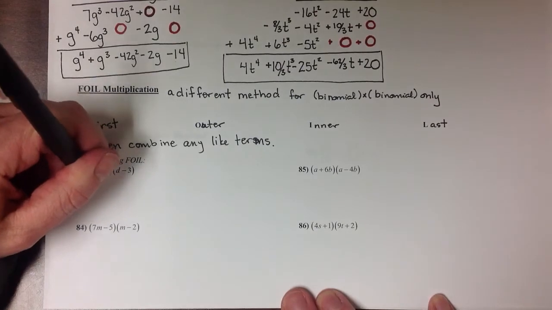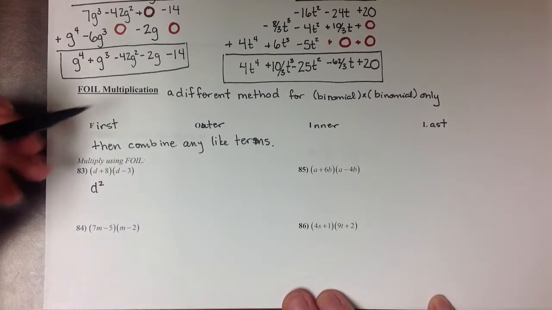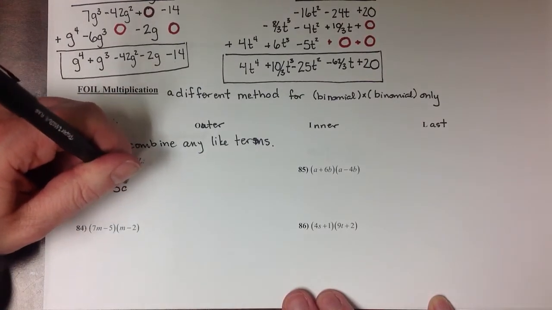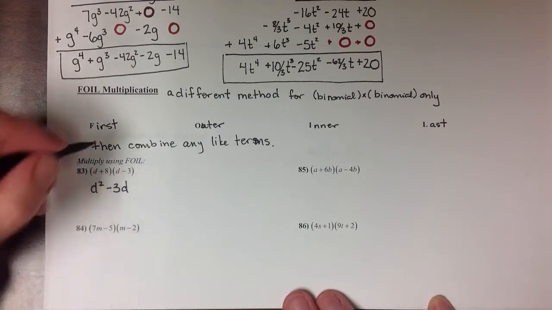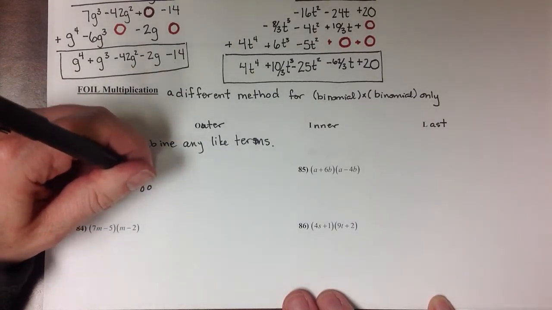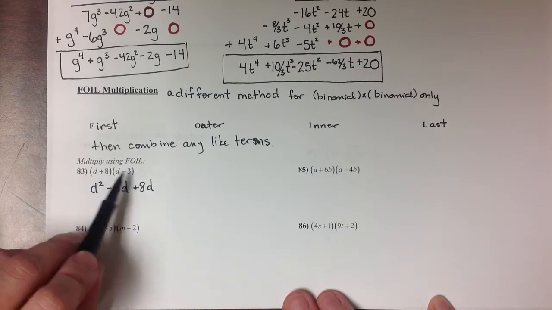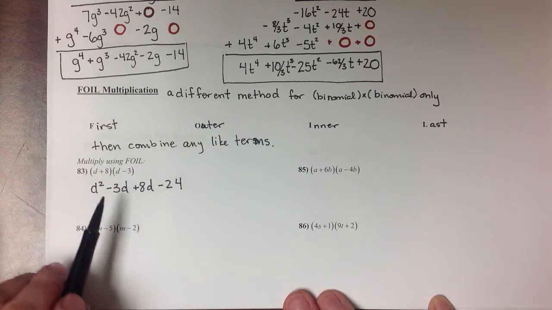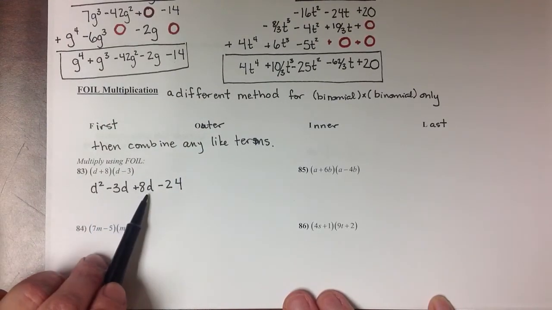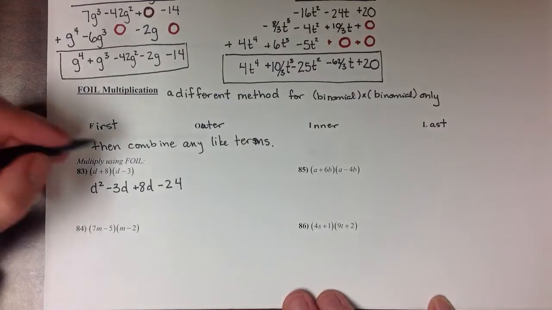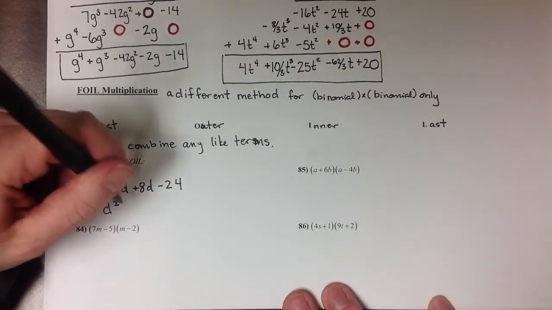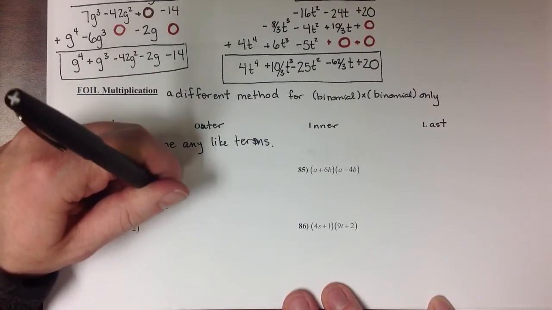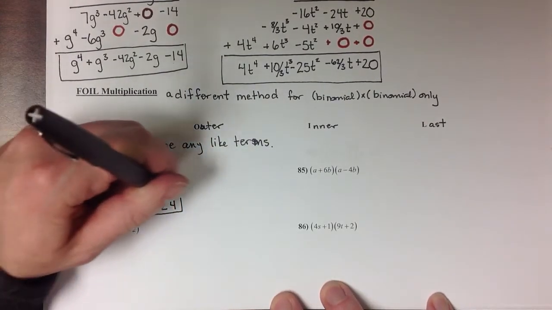When we multiply those together, we get d squared. Our outer terms are this d times this negative 3. The inner terms are 8 times d. And then the last terms are this positive 8 times a negative 3, which gives us a negative 24. Then you can see that these two terms, the negative 3d and the positive 8d, are like terms. So when we combine those together, our final answer becomes d squared plus 5d minus 24.